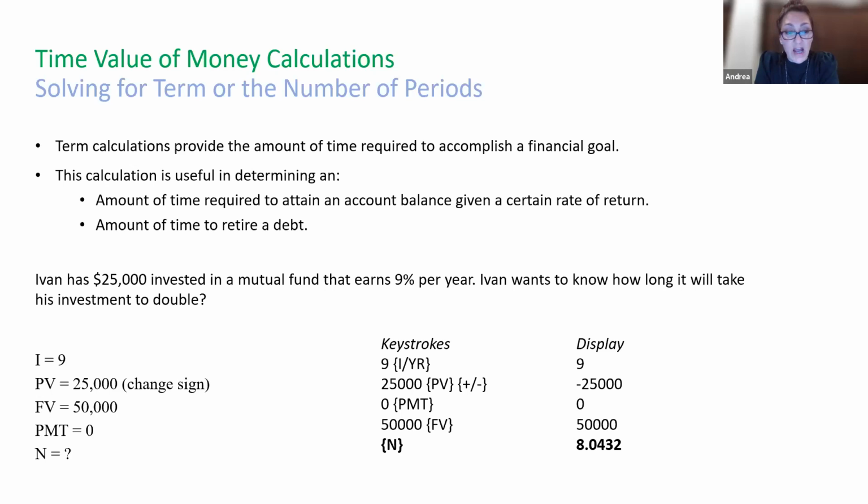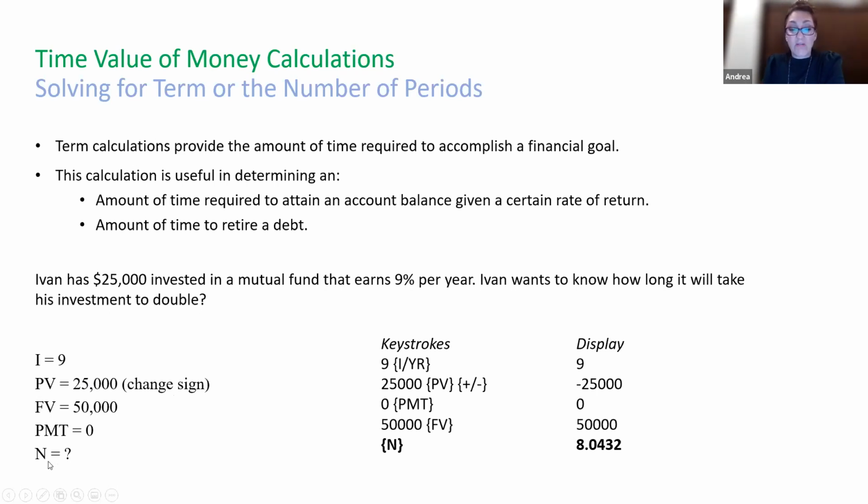So let's look here. Ivan has $25,000 that he's invested in a mutual fund that's earning 9% a year. And he wants to know, how long is it going to take for his investment to double? Our variables are 9%. We have a present value and a future value. You have to know what that future value is. He wants to know how long it's going to take for his investment to double. What's that number? It's $50,000.